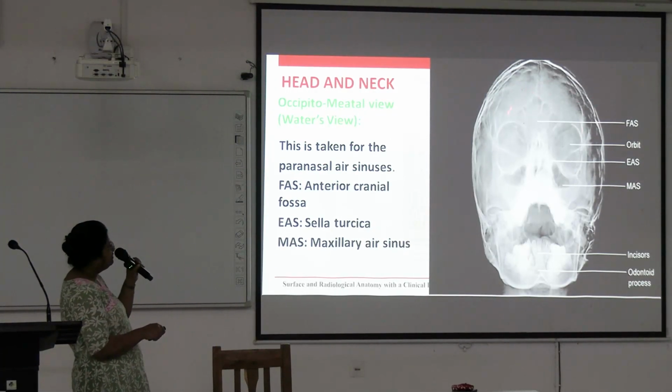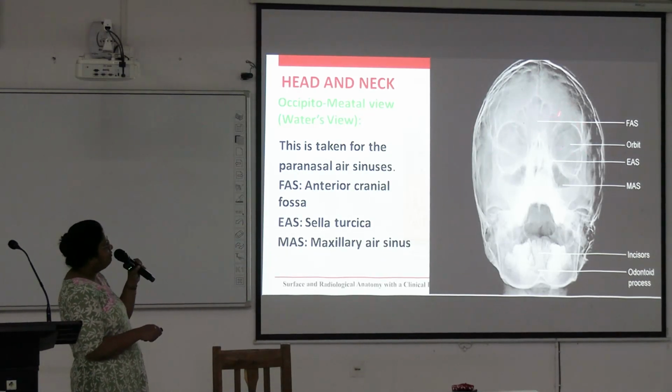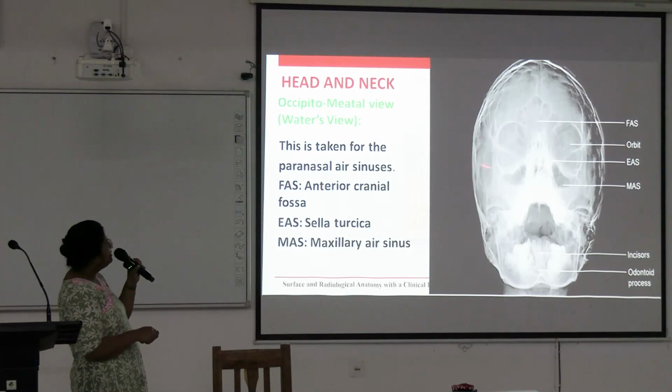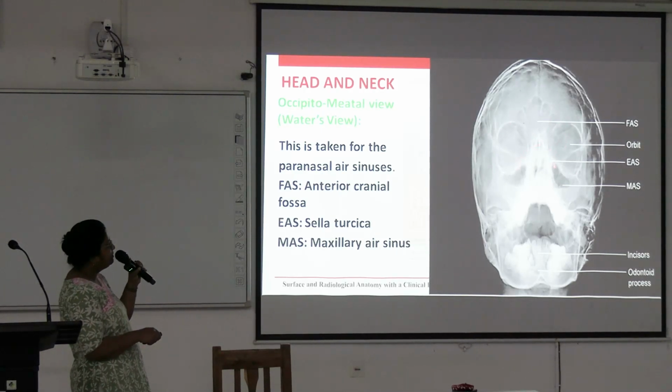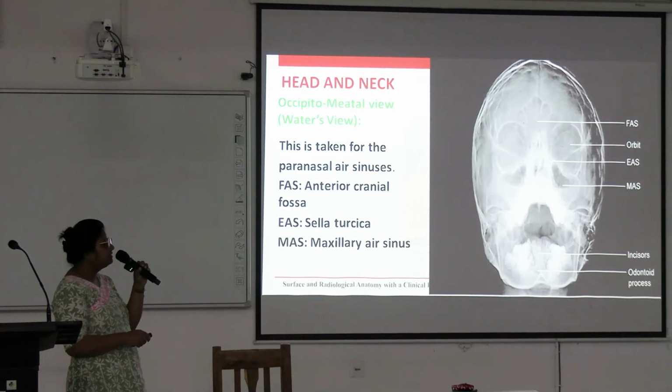Here you can see this is the frontal air sinus, above the orbit and near the midline, a triangular area. These are the orbits. In between the medial walls of the orbits, between the lateral wall of the nose and the medial wall of the orbit, here is the location of the ethmoidal air sinuses.